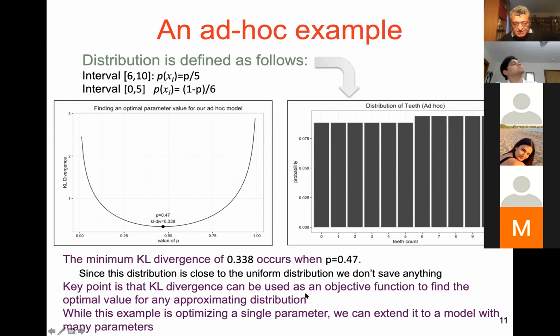Key point is that KL divergence can be used as an objective function to find the optimal value for any approximating distribution. While this example is optimizing a single parameter, we can extend it to a model with many parameters. There's only one parameter, P, here that is defining this family. Binomial also had only one parameter, P. So in general, you're going to have many parameters. So this is saying that your worldly data may have a certain complicated distribution, but I'm going to replace it by something which is much simpler to work with, particularly if you have to do integrations and so on to make predictions.